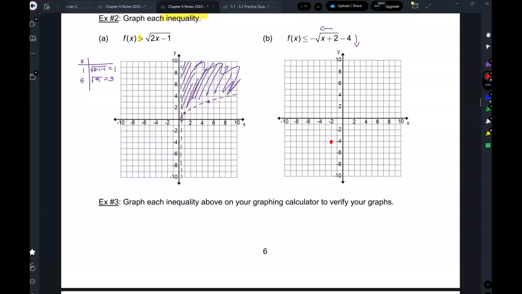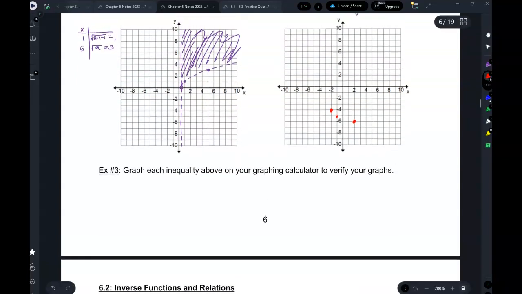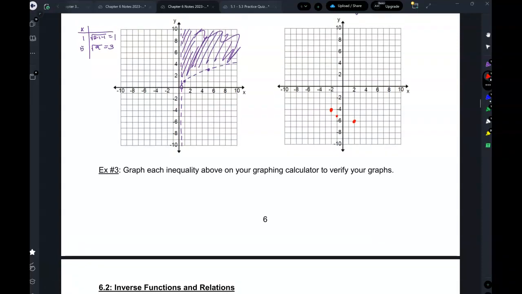If I go to the right 1, which way do I go? Down 1. If I go over 4, I go down 2. Now, solid or dashed? Solid. This time it's a solid line, because it includes that point. And so all of these are in there.